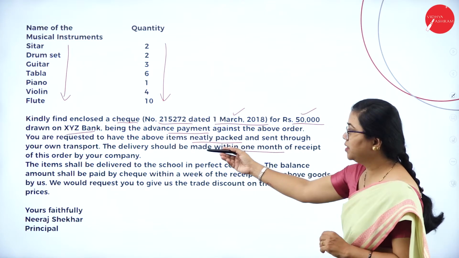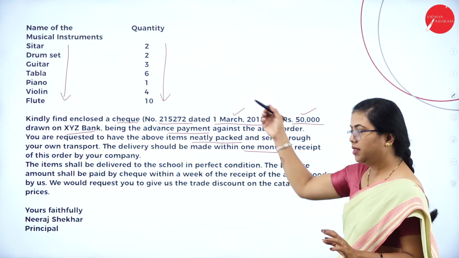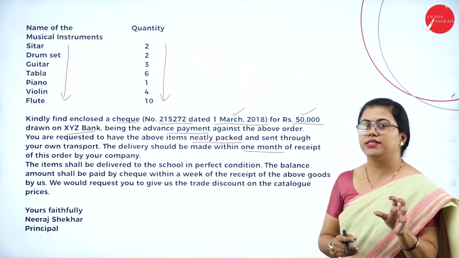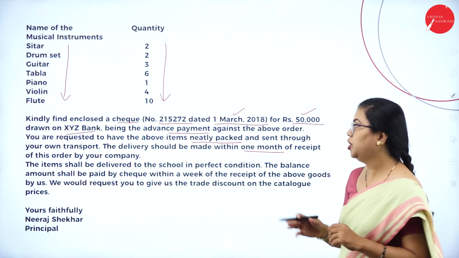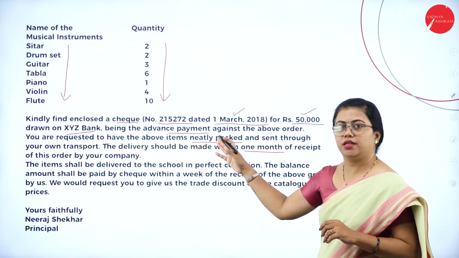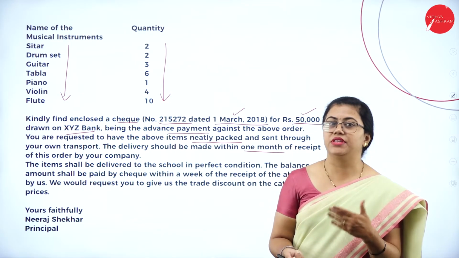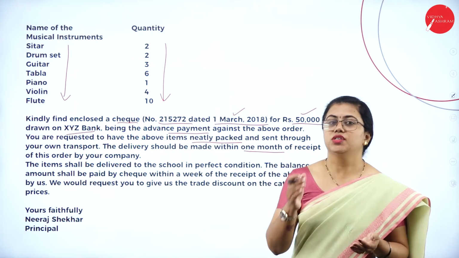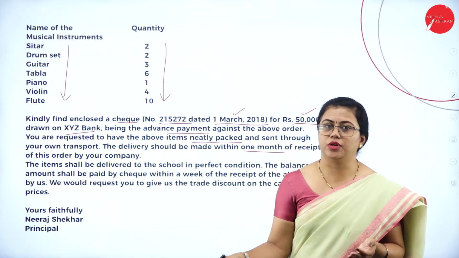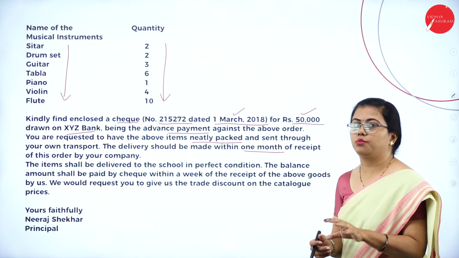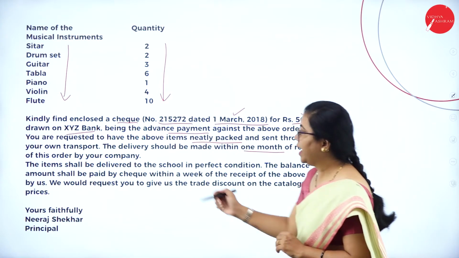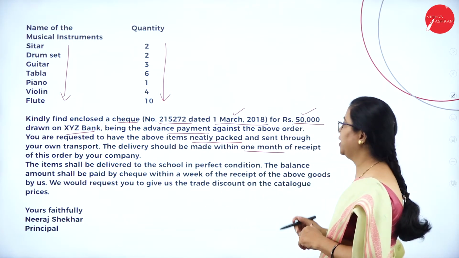Okay. So here this order is received on 2nd March. That is the letter that they are going to consider, the date of the letter, not the date of the check, because whatever the authentic information, that is the letter. Okay, they have received a hard copy of the letter. So that's the reason they will consider 1 month from there, and within a month they are supposed to supply the order. So the item shall be delivered to the school in perfect condition.